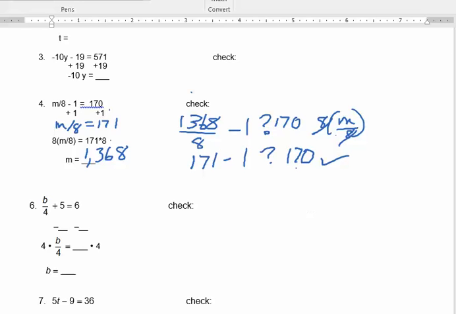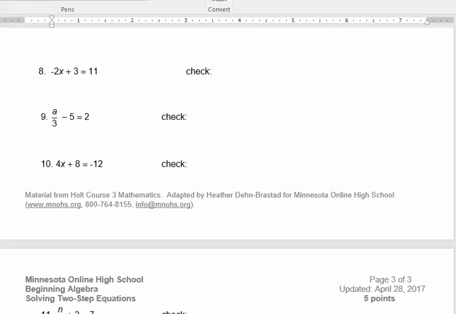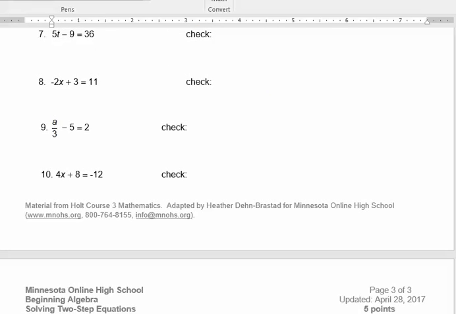All right, let's scroll down and see if there's another one we could look at that looks difficult. How about number 9? This says a over 3 minus 5 equals 2. So our first step is to get rid of the minus 5. What's the opposite of subtracting 5? It's adding 5. So now I'll have a over 3 equals 2 plus 5 is 7. And then what do I need to do? I need to multiply both sides by 3 because the opposite of dividing by 3 is to multiply by 3. So then the 3's cancel and I get a equals 7 times 3 is 21.